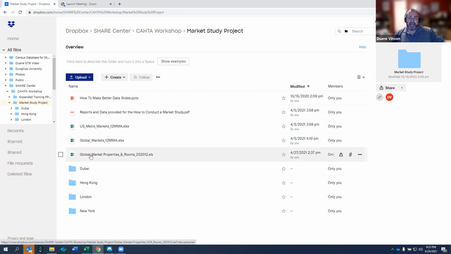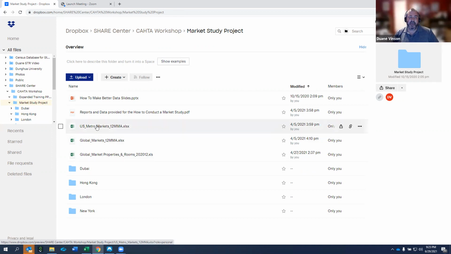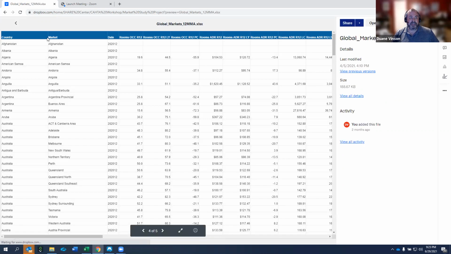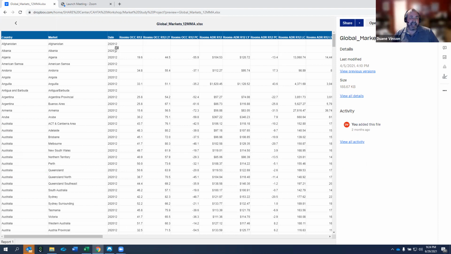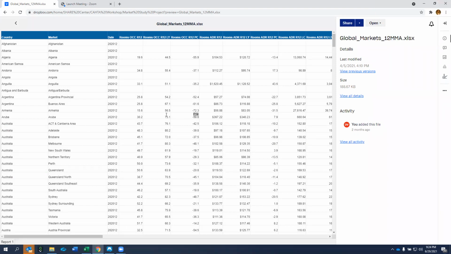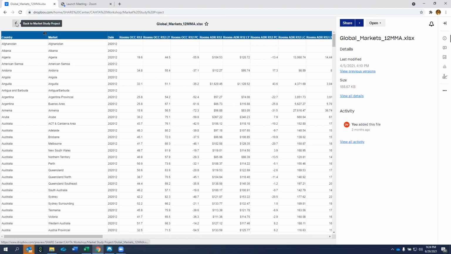You asked earlier about how we get the data for other comparable markets. That's right here: global markets, 12-month moving average, and U.S. metro markets, 12-month moving average. Once you determine what those other markets are that you want to include, they're real easy to find. They're by country, by market. The data is as of December 2012. And again, you have the same performance data that you have for your subject market there for comparison.